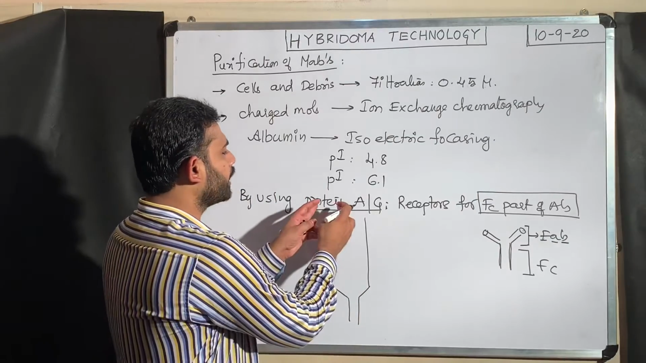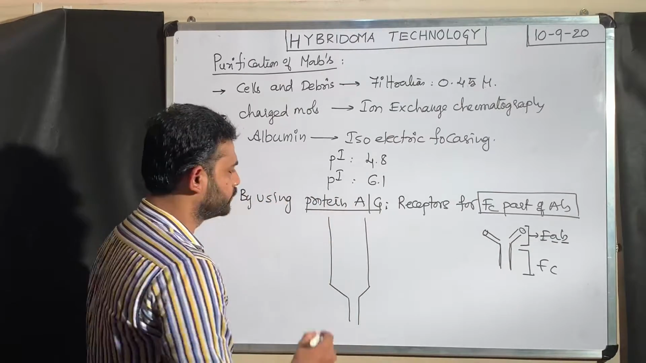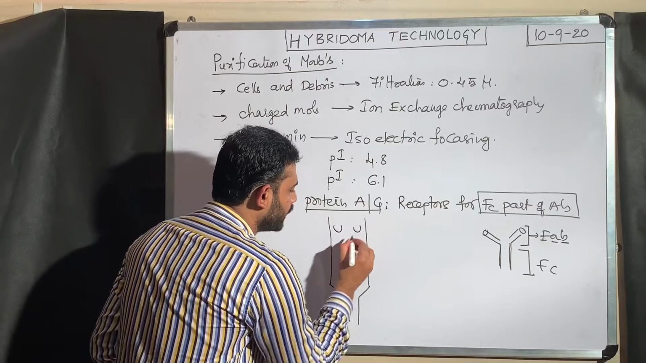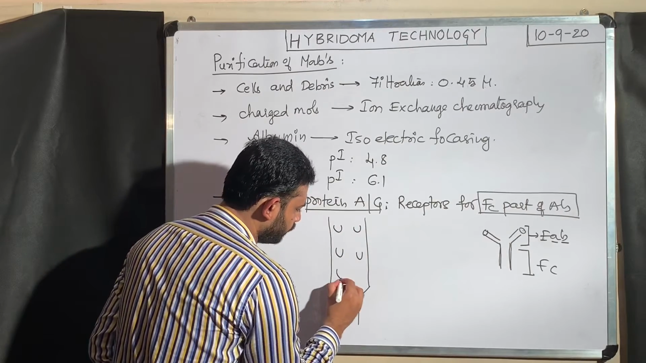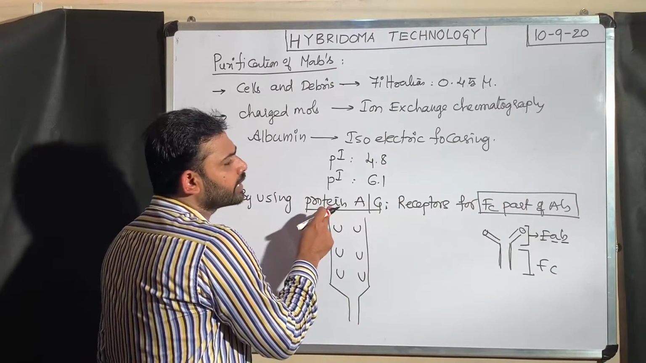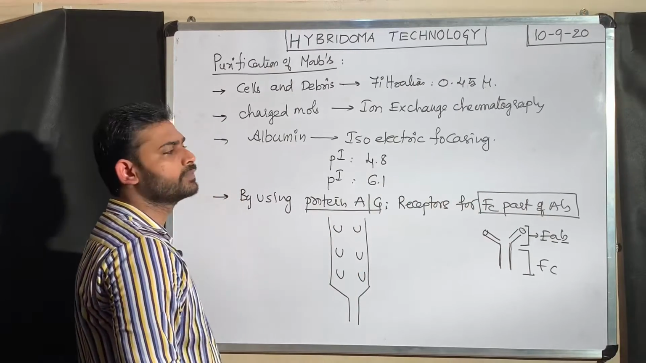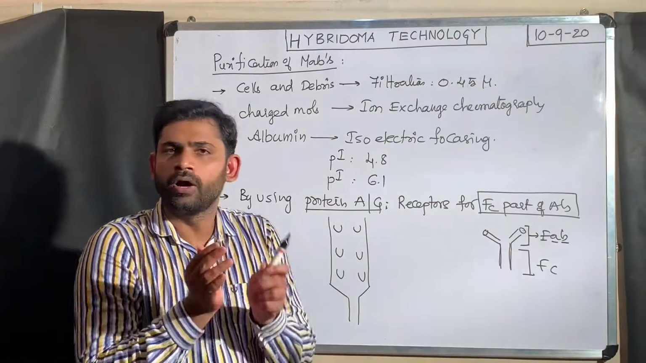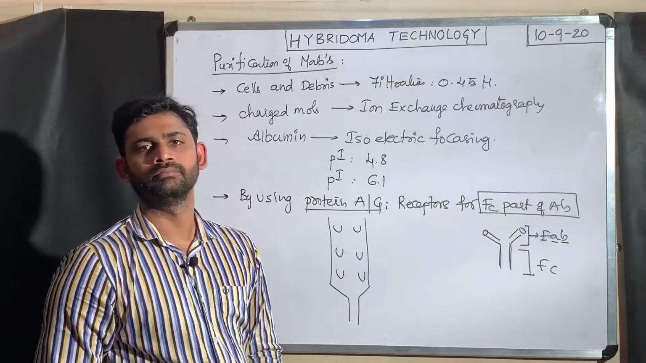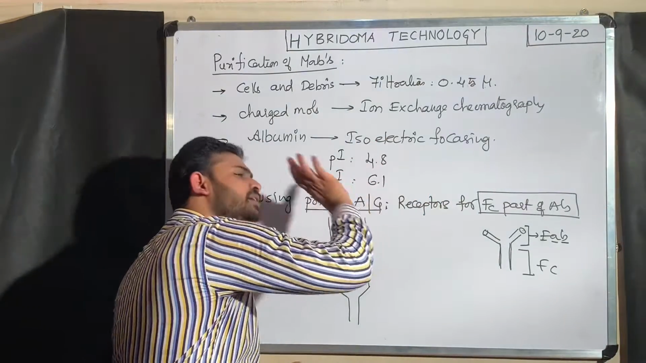This column you can accumulate it with the protein A or G. For understanding, these proteins contain a receptor for the Fc portion of the antibody. That medium we got now, the total medium, you just pass it through this column.